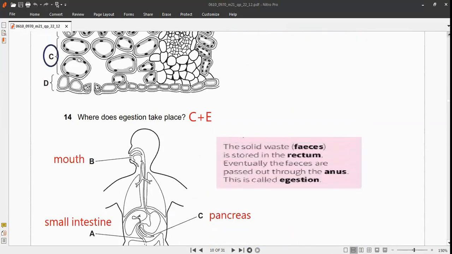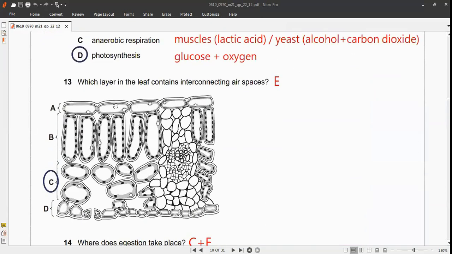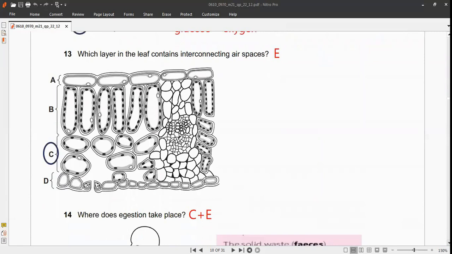So let's see the question again. Which layer in the leaf contains interconnecting air spaces? Yes, letter C, because containing here air spaces.